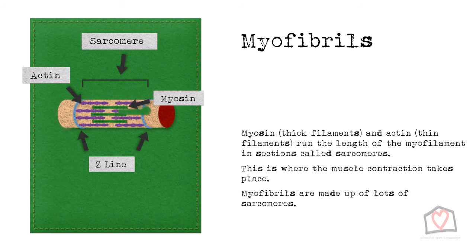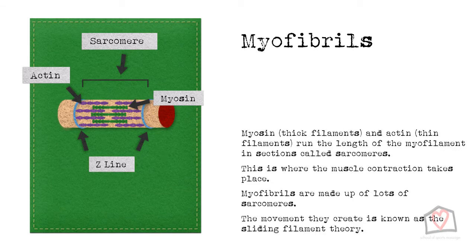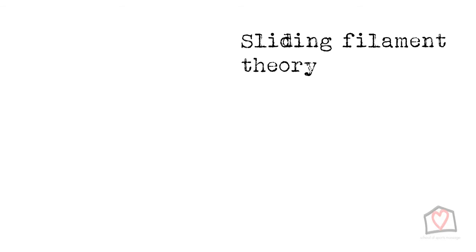The thicker lengths you can see with the golf club heads, correctly known as myosin heads, are the myosin proteins. These heads are responsible for hooking onto the actin and pulling the actin proteins together. The movement they create is known as the sliding filament theory. This is your muscle contraction. As you can imagine, the sliding filament theory is not that simple.